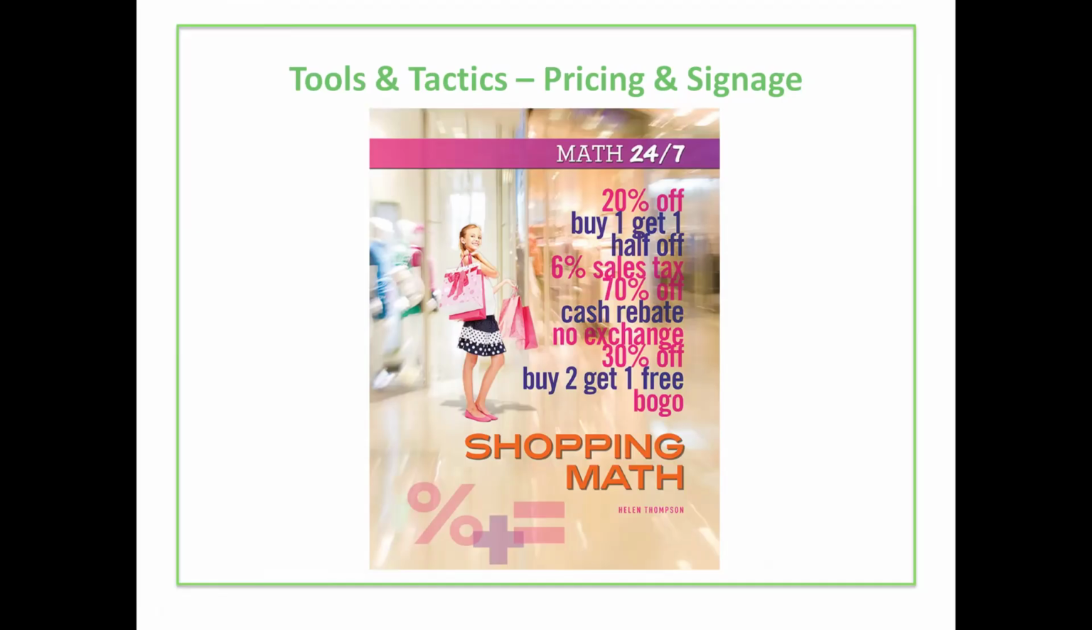She has actually written a book for consumers about retail math. What does it mean to get 20% off? What is the sales tax? What are you talking about there? 70% off. What's a cash rebate? What is buy two, get one free? All of this stuff. Guys, this is so confusing. Sales and clearance events have become so confusing for our customer that Helen had to write a book about it.